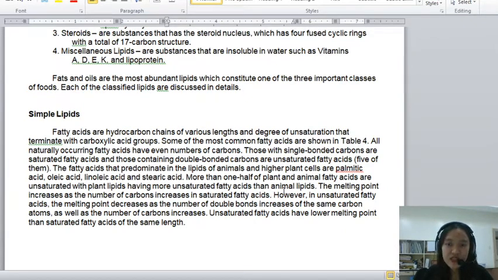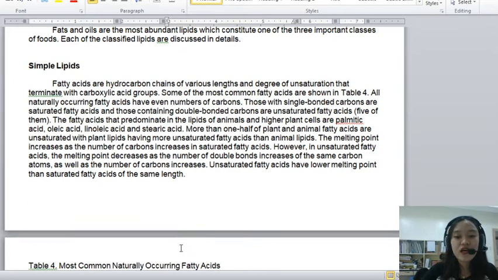Okay, so unsaturated fatty acids have a lower melting point than saturated fatty acids of the same length. When you say the same length, class, meaning they have the same total of carbon atoms in the structure. Pareho lang yung number ng carbon atoms nila sa kanilang structure, pero always, your unsaturated fatty acids will have a lower melting point compared doon sa saturated fatty acid that have the same number of carbon atoms.